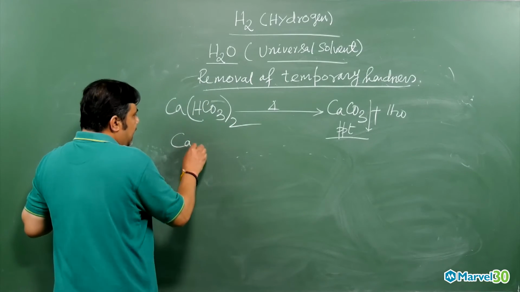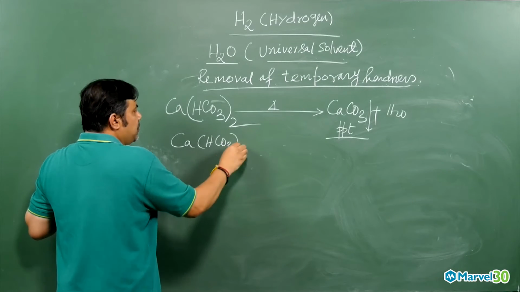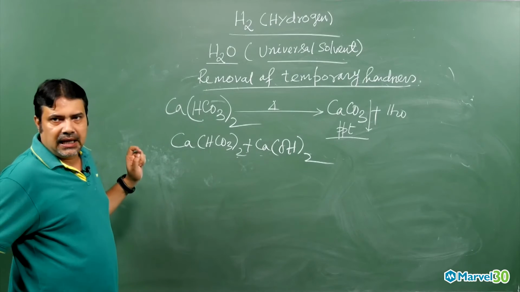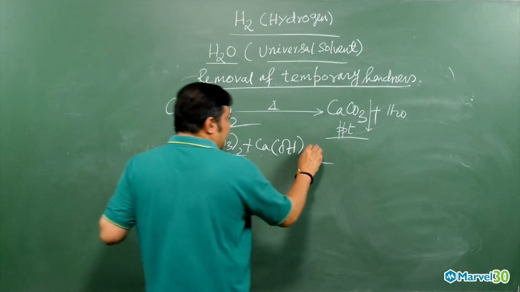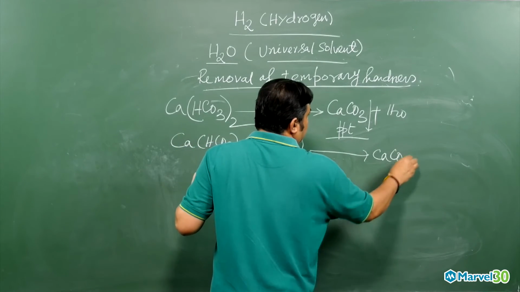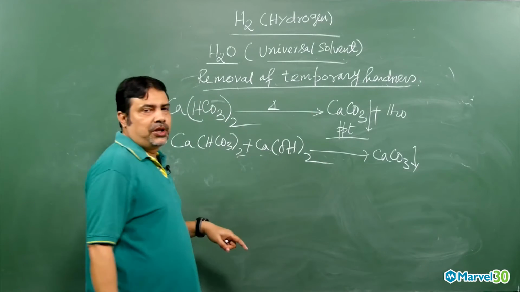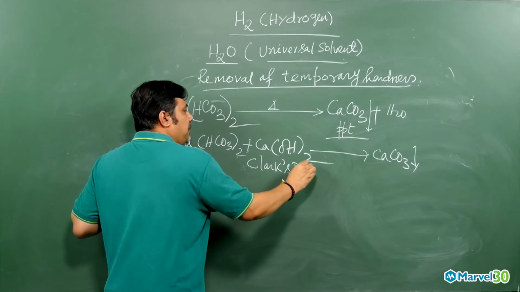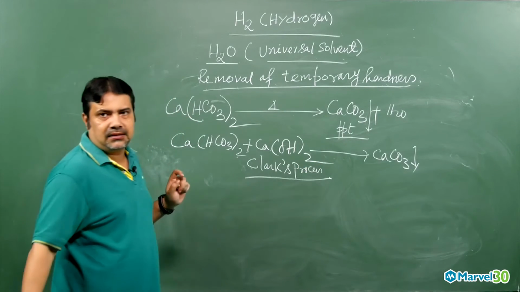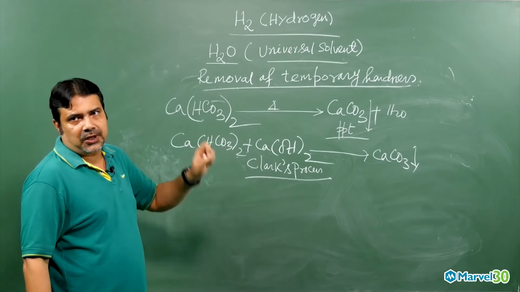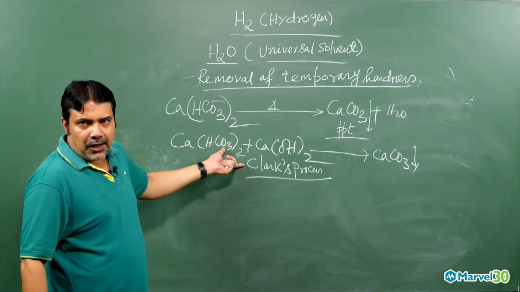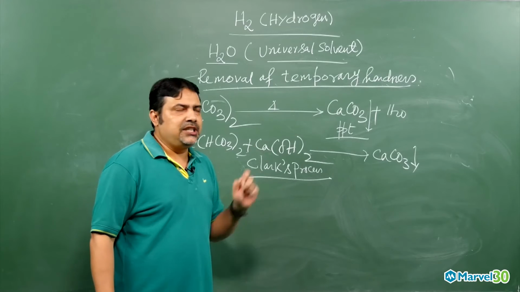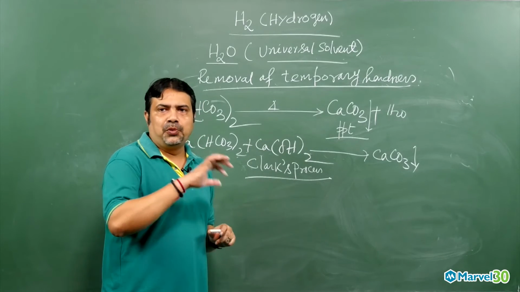Again, temporary hardness can be removed by addition of slaked lime. Calcium hydroxide is called slaked lime. When we react these, here also calcium carbonate will be precipitated out and the hardness will be removed. This process is called Clark's process. Clark's process is employed to remove temporary hardness. Two years' questions came from here, Clark's process. So you have to understand these things. Temporary hardness can be removed this way.